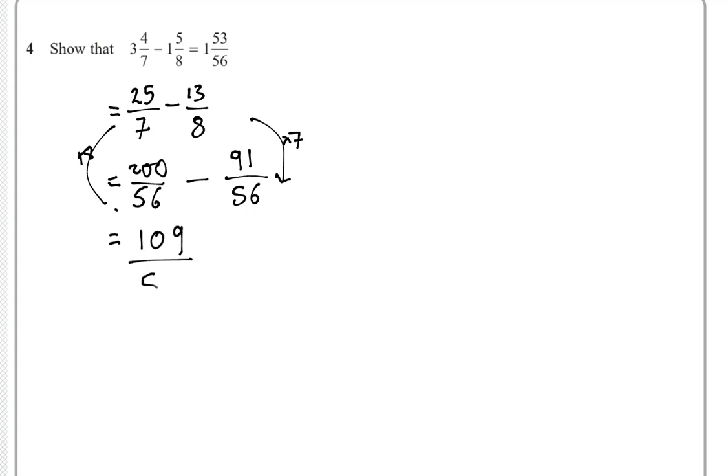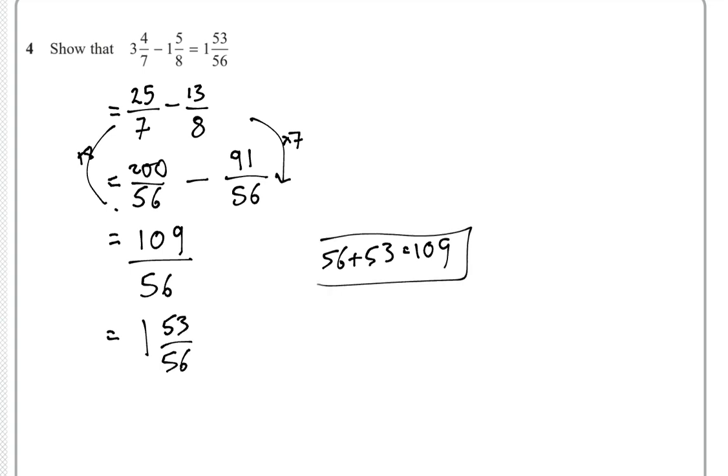109 over 56. And then you've got to write that 109 over 56 as 1 whole one, that would be 56, and then it's 53/56. And that's enough, but you must write that down at the end to say that you've ended where you were starting. If you wanted to write a little box here, you could say 56 plus 53 is 109. That would give you an indication that you're on the right track. But you don't need this. There you have it. You've shown that that is true.